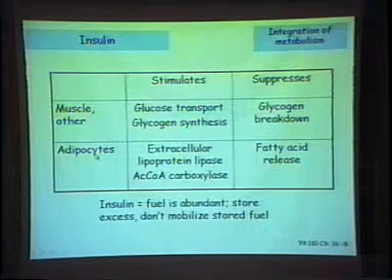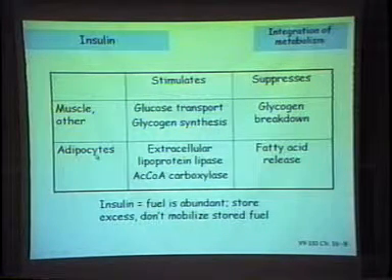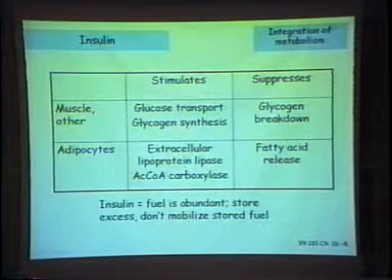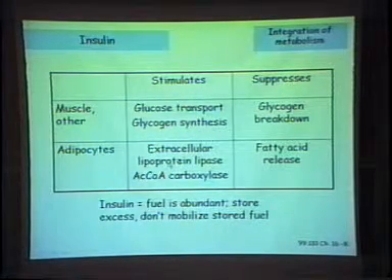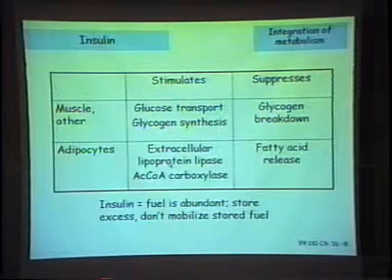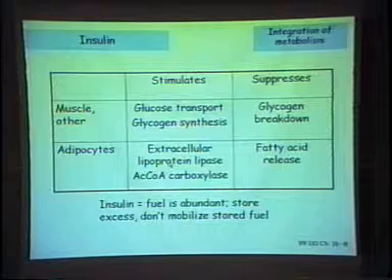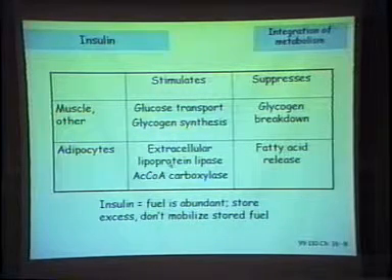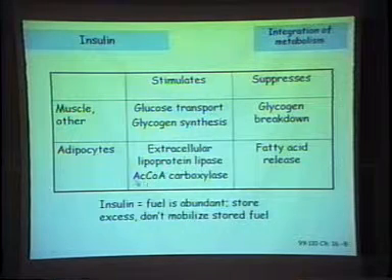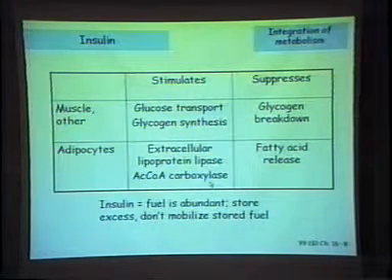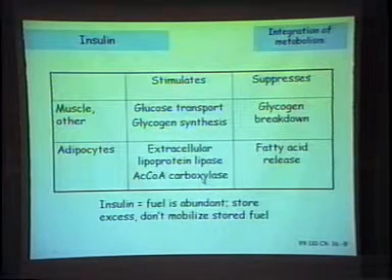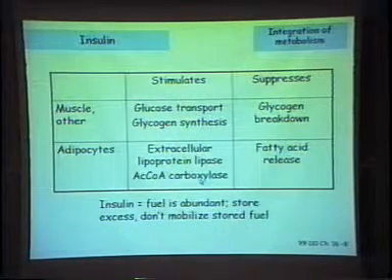If we look at adipocytes, rather different activities here. Adipocytes are fat storage cells. The effect of insulin here is to stimulate the extracellular lipoprotein lipase. This is the lipase that can sort of vacuum fatty acyl groups out of the LDLs, and it'll stimulate acyl-CoA carboxylase. So that's going to help with the synthesis process of synthesizing fatty acids and triacylglycerides.